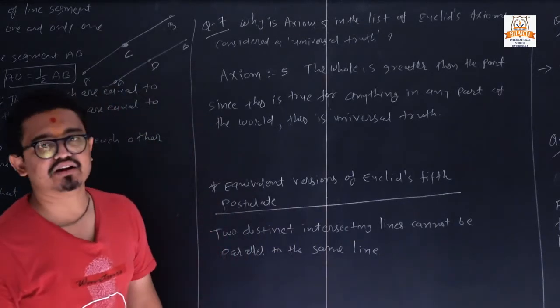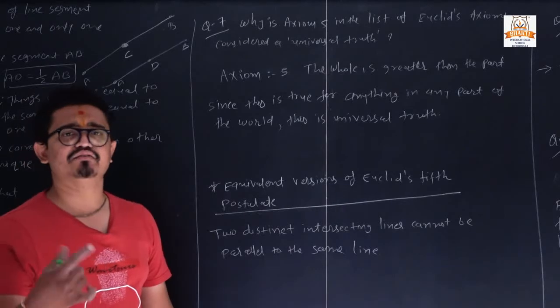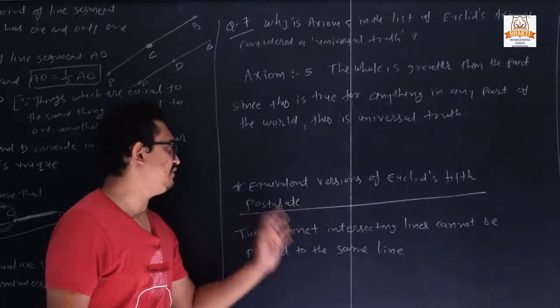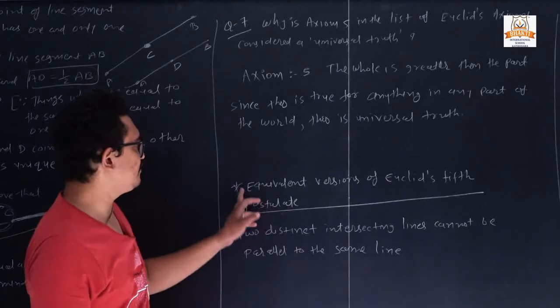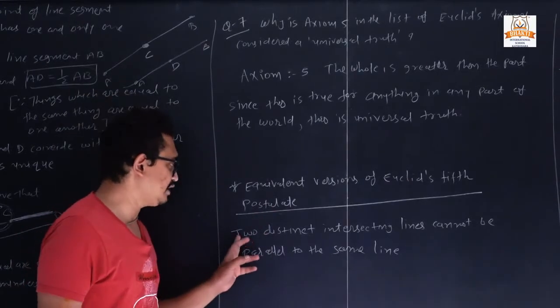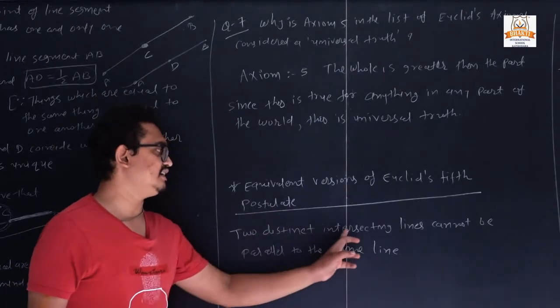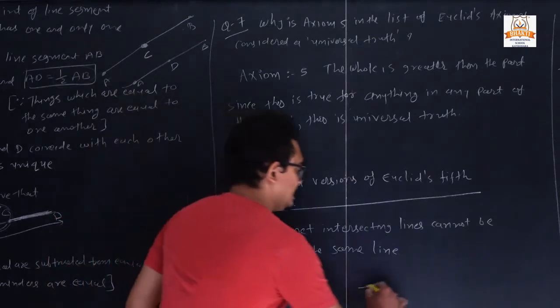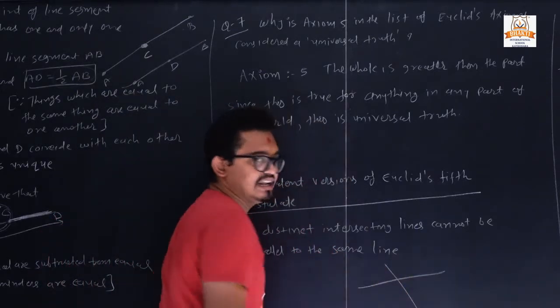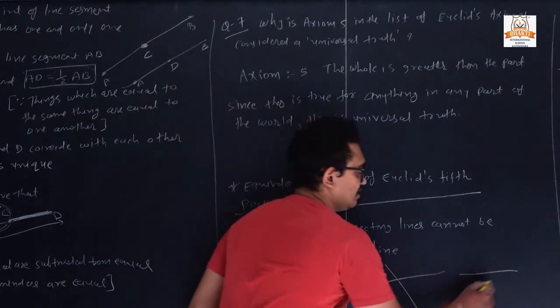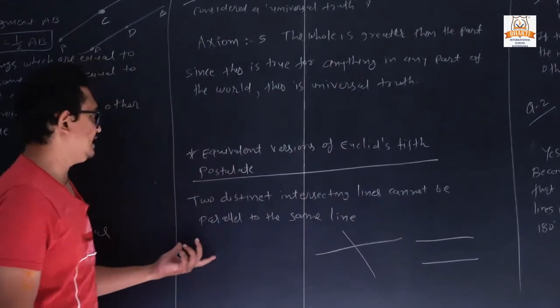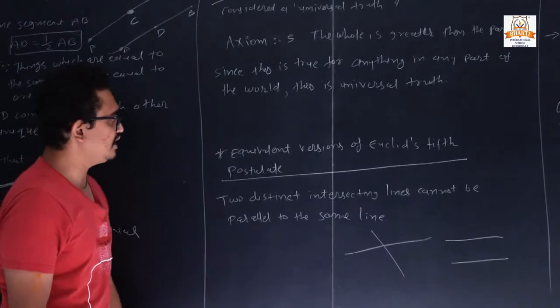Now we are going to our next topic. We have only one statement, an equivalent version of Euclid's fifth postulate. What is Euclid's fifth postulate? We can also write it like that: two distinct intersecting lines cannot be parallel to each other. So if two lines are intersecting, they are not parallel, and if they are parallel, they are not intersecting. So it is a second version of the Euclid fifth postulate.